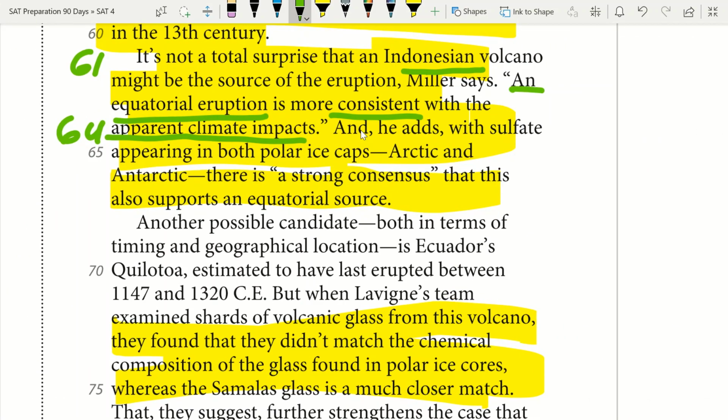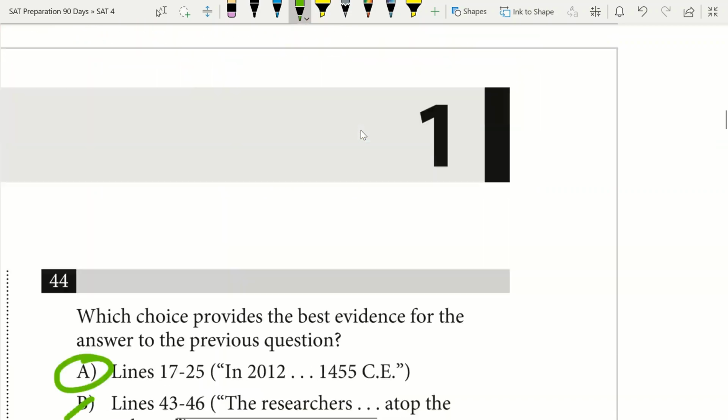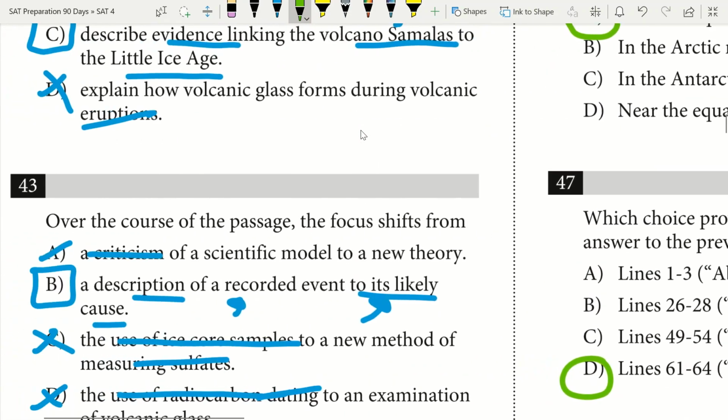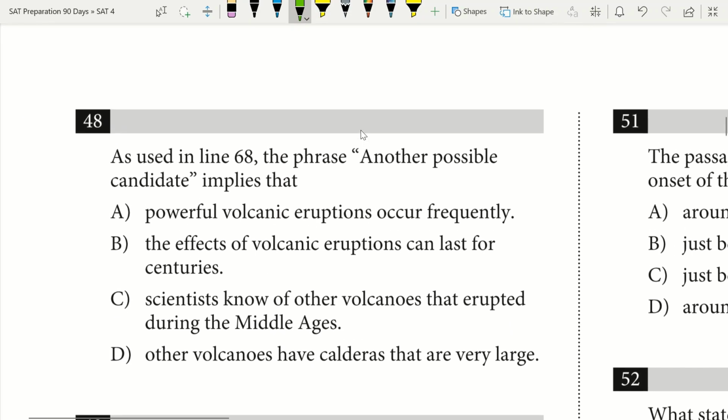So we have appearing in both polar ice caps, Arctic and Antarctic, there's a strong consensus that this also supports an equatorial source. Another possible candidate, both in terms of timing and geographic location, is Ecuador's Quilotoa. This is another possible candidate for the cause of the Little Ice Age. So it's really showing that it's not for sure known which one caused it, is what we're really looking at here. So let's take a look through our options.